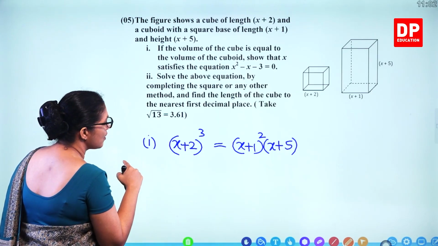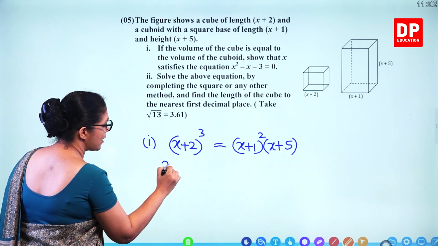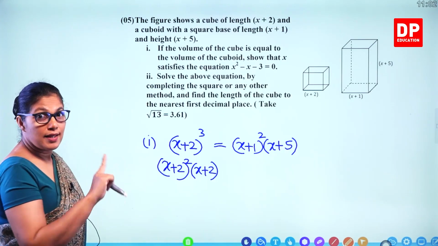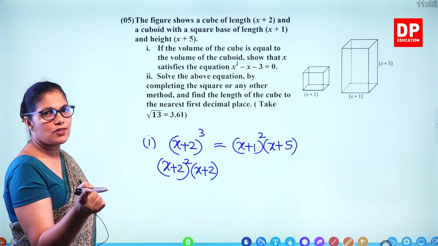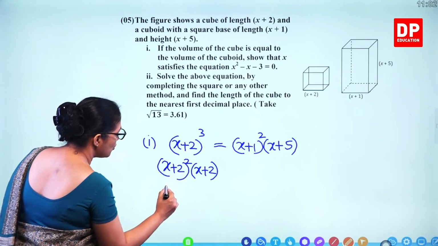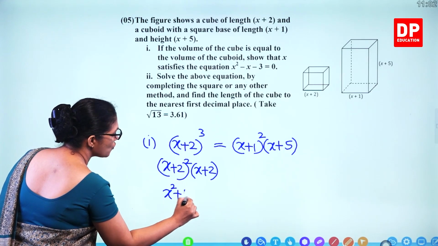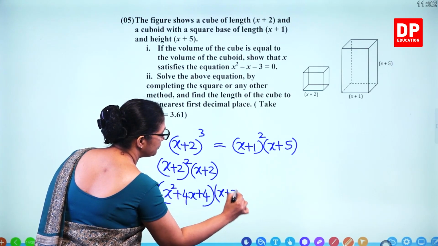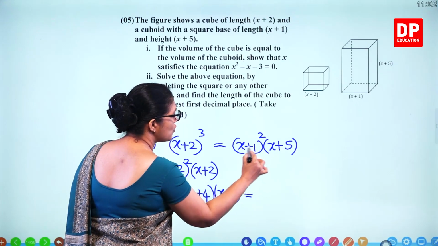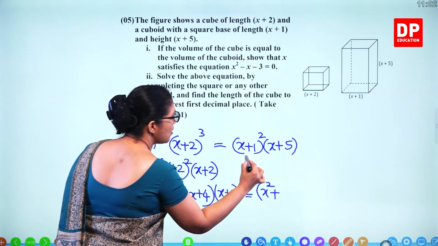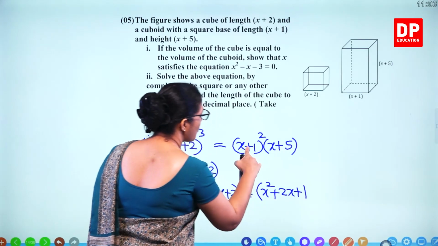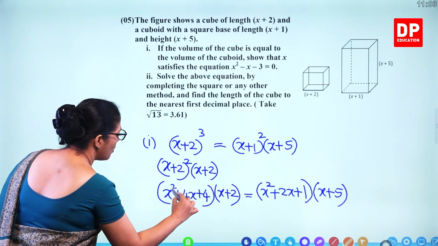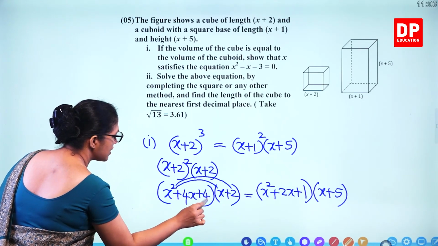So how do you simplify this? You can first do x plus 2 squared and then multiply by x plus 2. Or if you know the method to expand, you can straight away do that. So I'll do it with the separate method. Square this, you get x squared plus 4x plus 4 into x plus 2. And this is equal to, here we'll square this one, x squared, double of this, that's 2x, plus 1, square of 1, into x plus 5. Now multiply and get all terms.